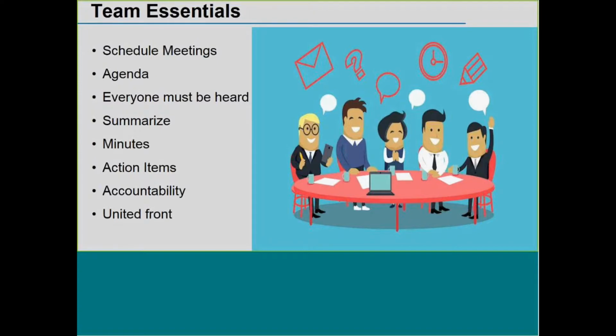After the meeting, we should always try to summarize our meeting, jot down the minutes of the meeting so that everyone knows what happened. It's important that when we walk away from meetings that everyone has action items that they can be held accountable for. And outside of the meetings, it's also important that everyone within that team has a united front, even if they do not agree in the direction of the project.